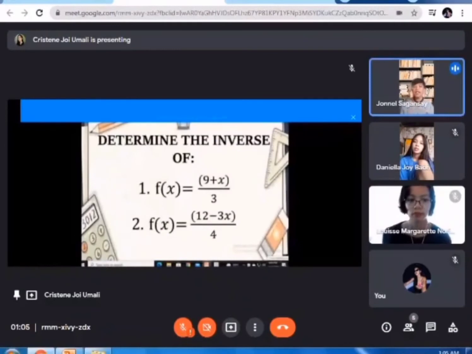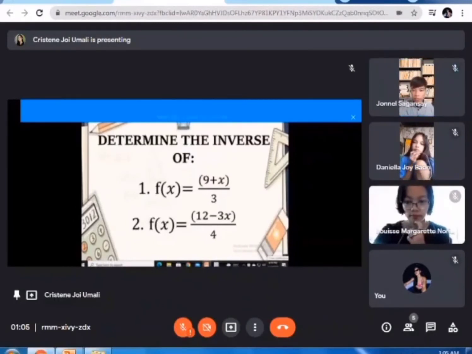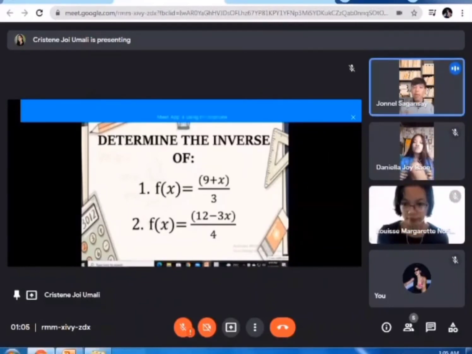Okay, class, do you understand the video of solving the inverse function? Yes po. Okay, we were going to proceed. Para malaman ko kung may natutunan nga ba kayo, determine the inverse of number 1, f of x equals 9 plus x over 3. Number 2, f of x equals 12 minus 3x over 4. I'm going to give you 2 minutes to answer that.